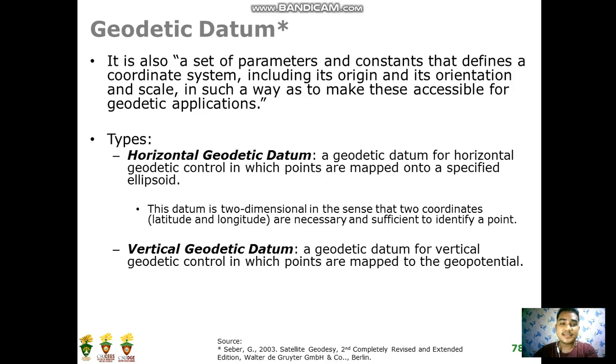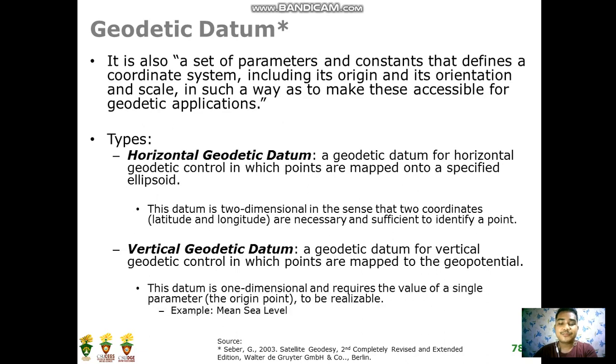And next type is the vertical geodetic datum. It's a geodetic datum for vertical geodetic control, in which points are mapped to a geopotential. Usually, this is for heights. That is one-dimensional na siya. See, H man, so Z lang siya. So one-dimensional that requires the value of a single parameter, which is the mean sea level. Example niya, mean sea level. So originate lang siya sa isa lang ka point.